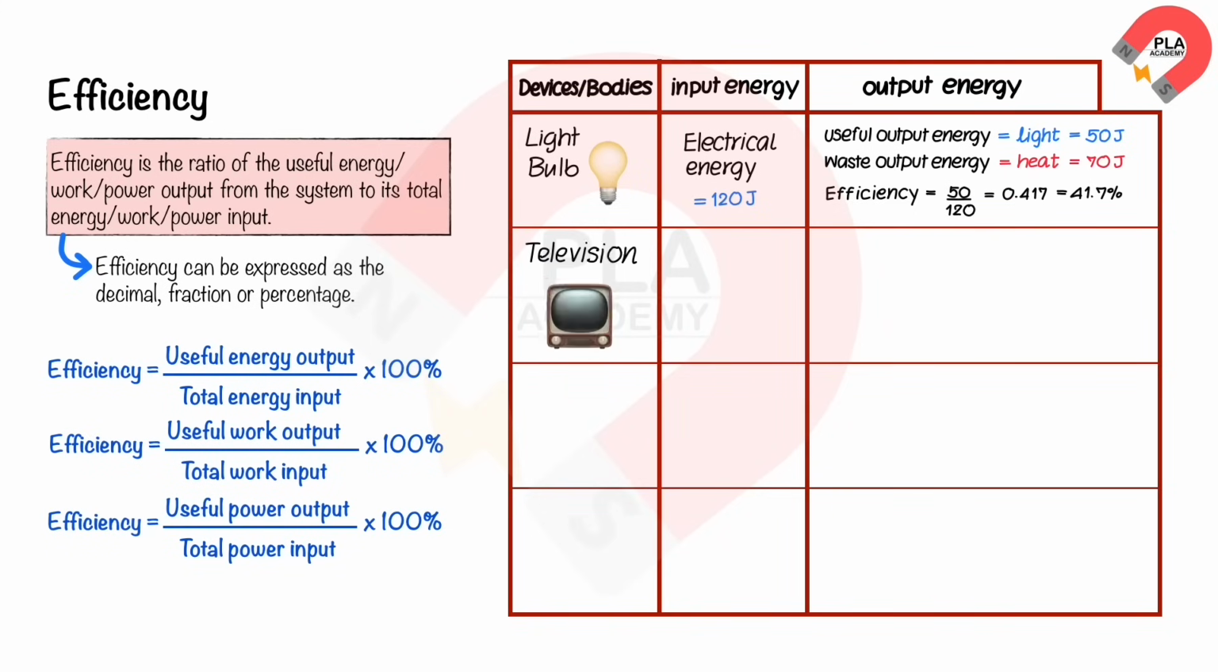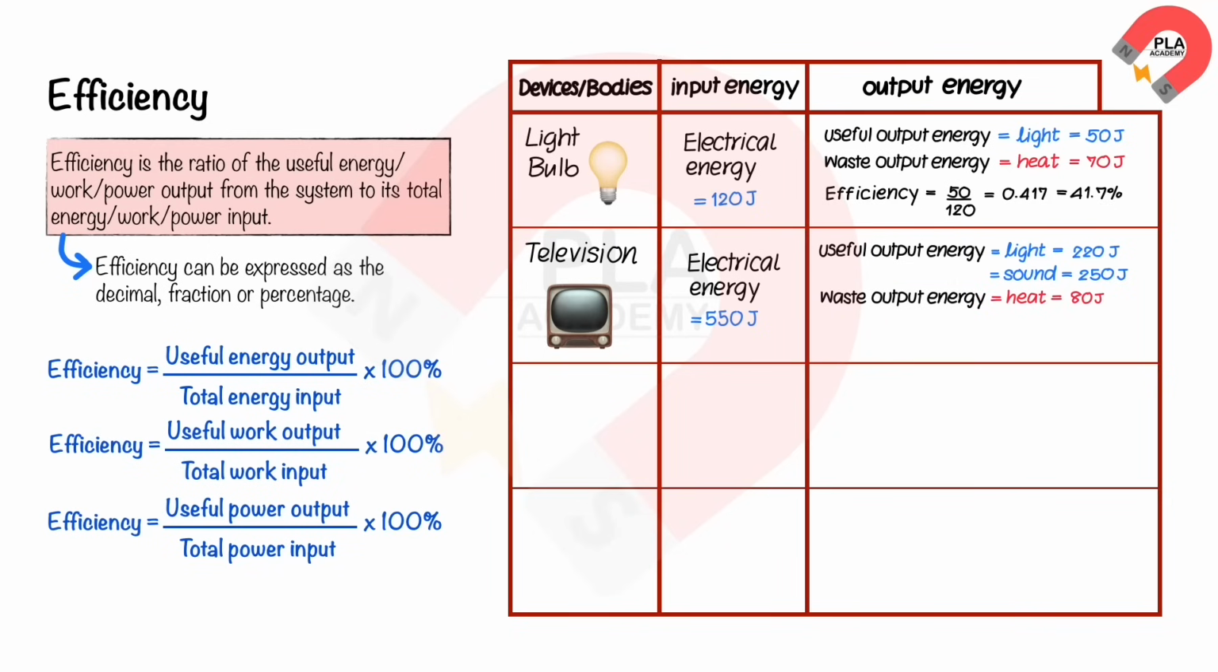Television. The electrical energy input is 550 joules. The useful output energy consists of 220 joules for light and 250 joules for sound. The waste output energy is 80 joules for thermal. Therefore, the efficiency of the television is 470 divided by 550, which is equal to 0.855, or 85.5%.